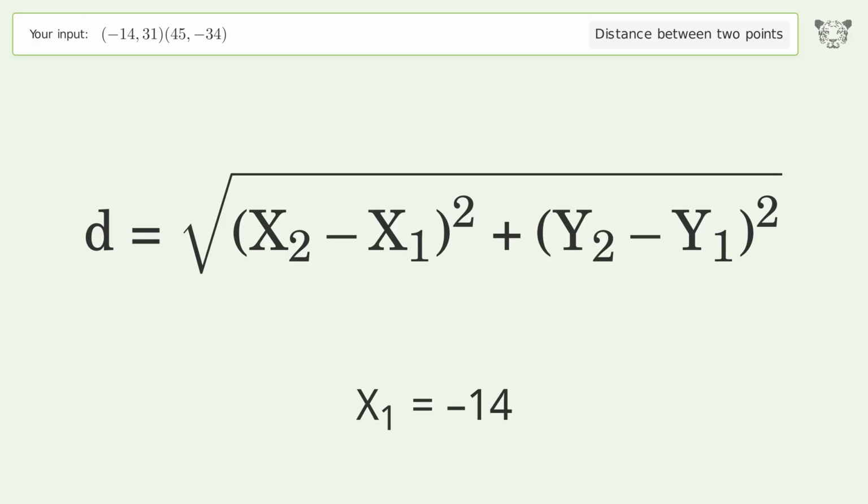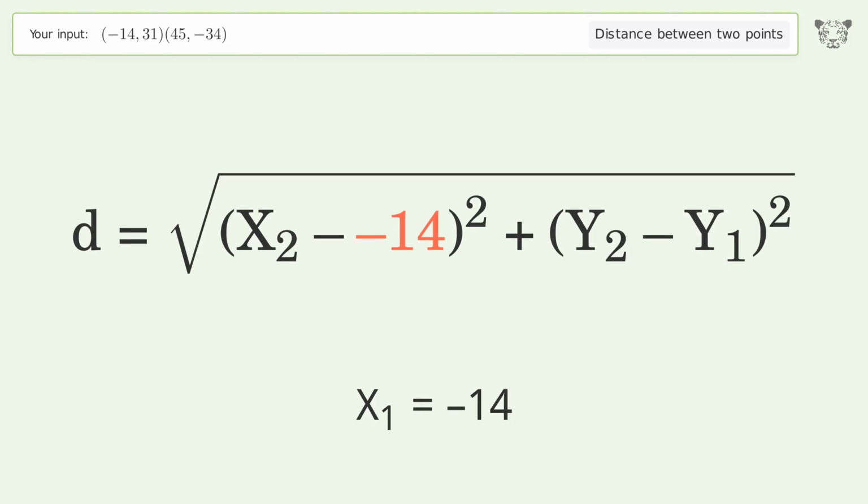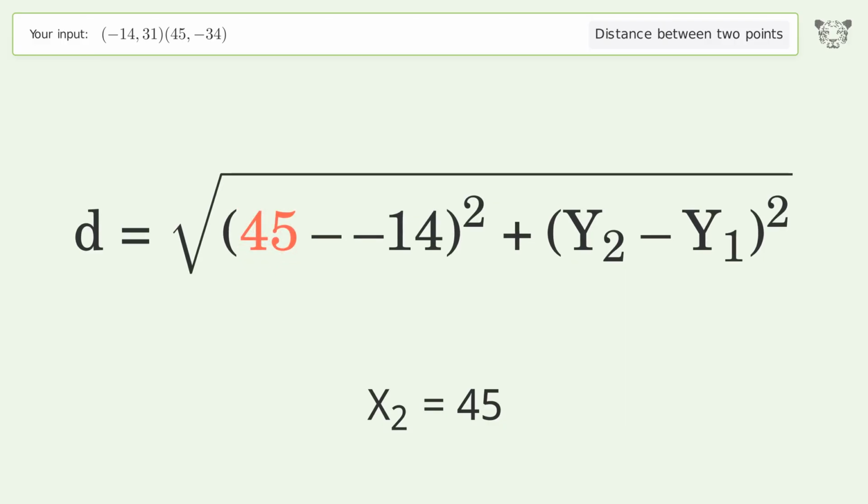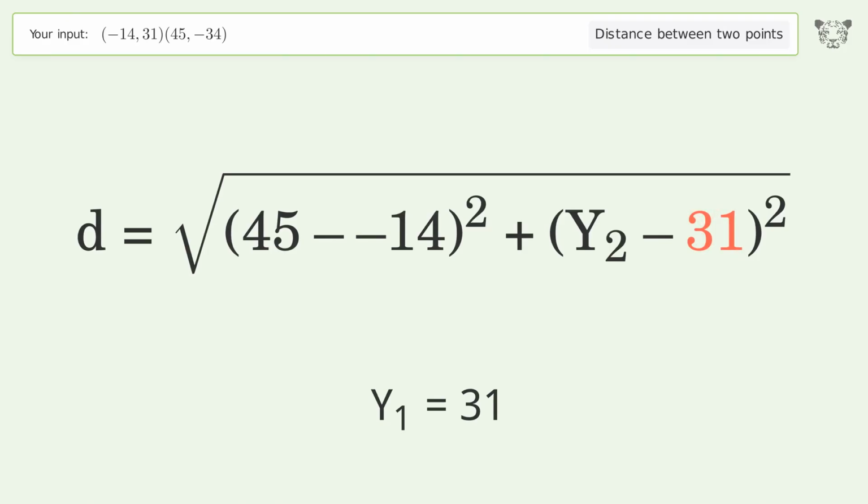x1 equals -14. x2 equals 45. y1 equals 31. y2 equals -34.